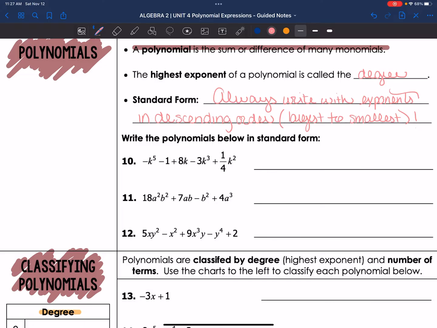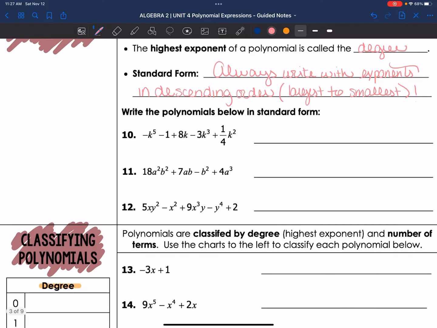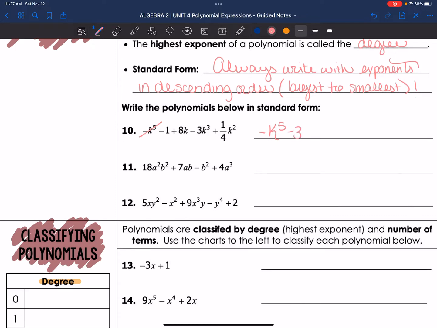So for example, if we were going to rewrite this, we would want to go ahead and look for the term with the largest power. So the one with the largest power is right here, this power of 5. So we would start there and we would say negative k to the 5th power. Boom, done with that one. Now, do I have anything to the 4th power? Nope. Okay, how about to the 3rd power? Yep, there it is. Negative 3k to the 3rd.